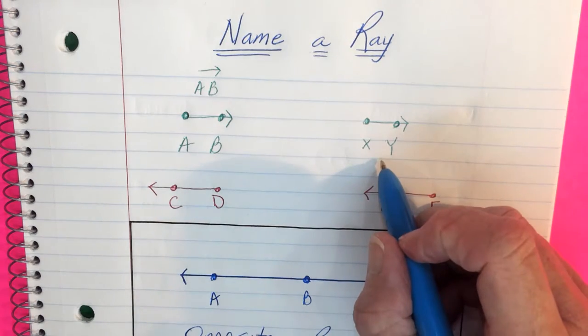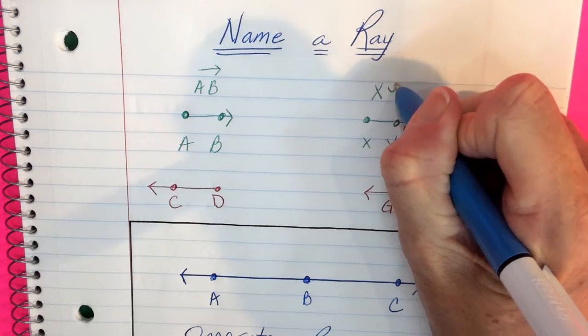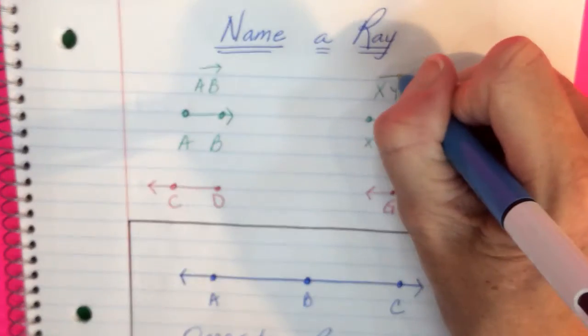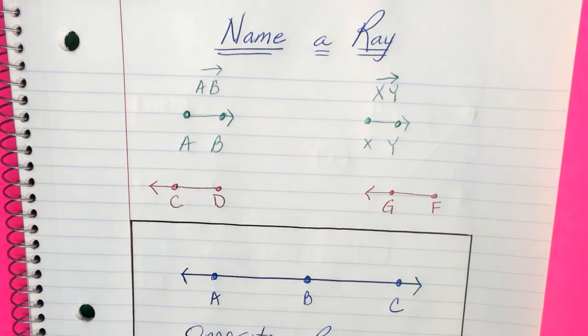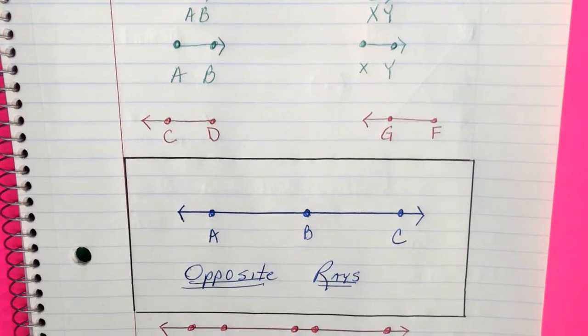Likewise, to name this ray to the right, since the endpoint's at X, it continues through Y and goes on forever, we would note it XY. The endpoint always has to be the first letter of the ray's name. It does not matter which way the ray faces. That's just the rule. So let's come down to the next two examples.